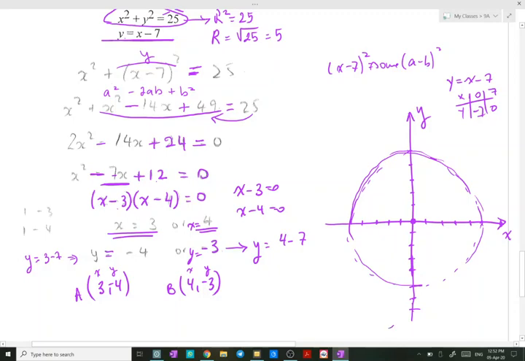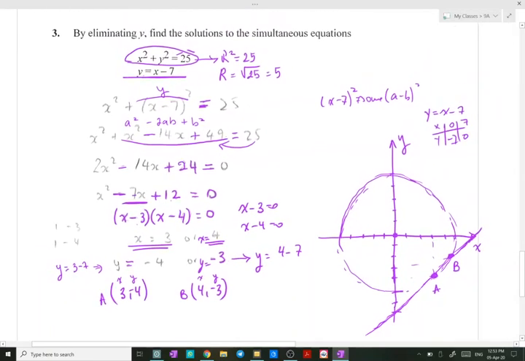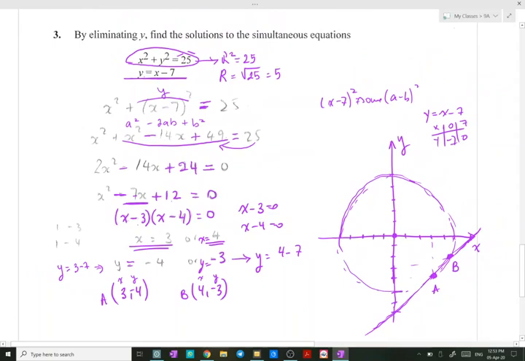So this is the line where you have 2 points of intersection. The first one is 3 for x and minus 4 for y, and then you have 4 for x and minus 3 for y. So these are the 2 points of intersection, this is A and this is B. So in this case, number 3, we've solved the system algebraically, and we also solved it graphically.